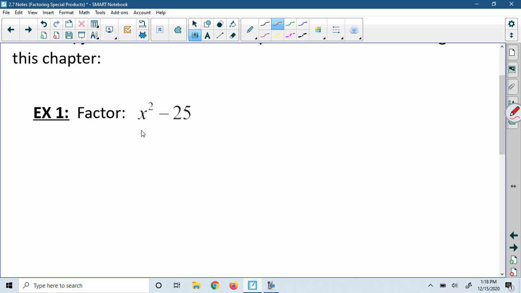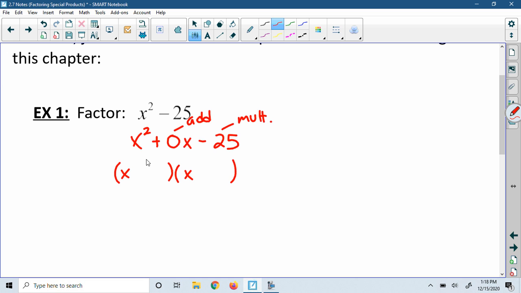one tip is just remember, if it's a binomial, that means it's really missing a term. This one's missing the middle term. So if you want to, you can put in a plus 0x right there. So x squared plus 0x minus 25. And then we can factor that pretty easily. So we know it's got to be an x, and remember our process here, what two numbers multiply to be negative 25 and add to be 0? I think it'll be a plus 5 and a minus 5. So that's how it factors.